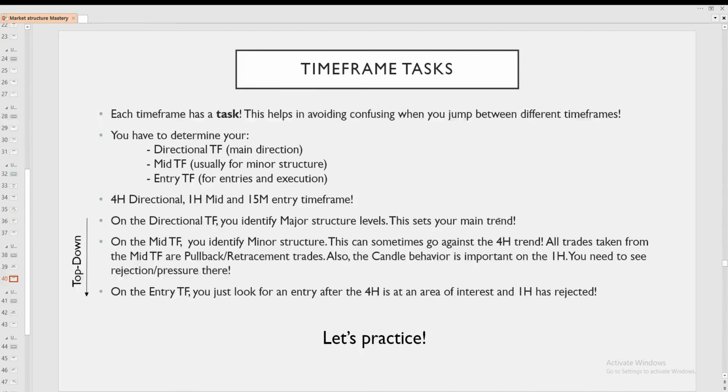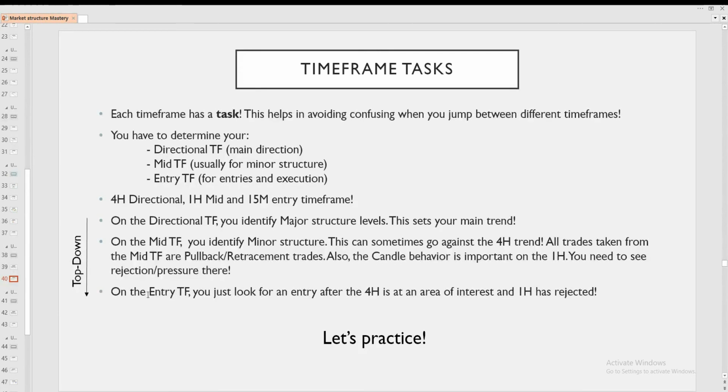Also, the candle behavior is important on the 1H. This is when we potentially have that lower high being formed, because we're going to drop to the hourly time frame to have a look at how the market is behaving. Do we have rejection? Do we have pressure? Is the market starting to show a slowdown? All right, this is what the hourly time frame's task is: to show us the candle behavior and to show us if the market is still in that pullback so we can potentially take counter trends. Okay, and you need to see rejection and pressure there, as I already said.